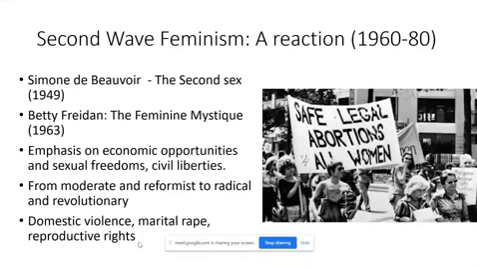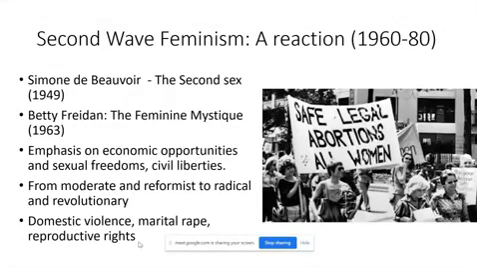And if women were paid for that, the ramifications of that on the GDP and the economy of any country. So that again influenced the second wave. So it would not be wrong to say that the second wave highlighted economic opportunities and sexual freedom, along with civil liberties. But this second wave had the old school feminists who were moderate and reformist, and then they had the very radical and revolutionary kind of feminists.